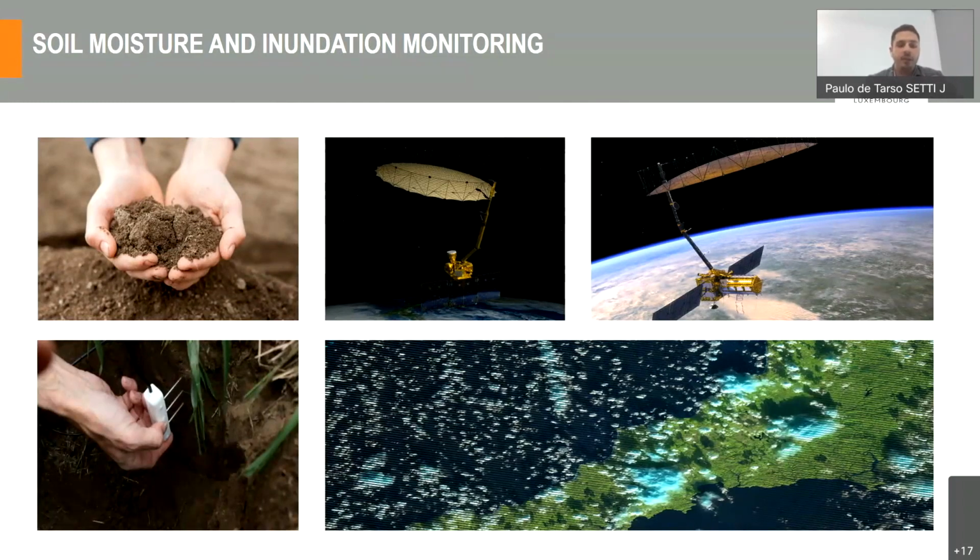For inundation extent, we can also use satellite images. But the problem is that inundation usually occurs after a rain event. So it means that the sky will be covered by clouds and we will not see anything in this image. Next slide, please.